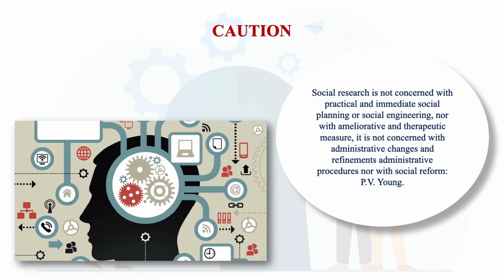But P.V. Young, another very important social scientist, cautioned that social research is not concerned with practical or immediate social planning or social engineering, nor with ameliorative and therapeutic measures. It is not concerned with administrative changes, refinements, administrative purposes, nor with social reform.